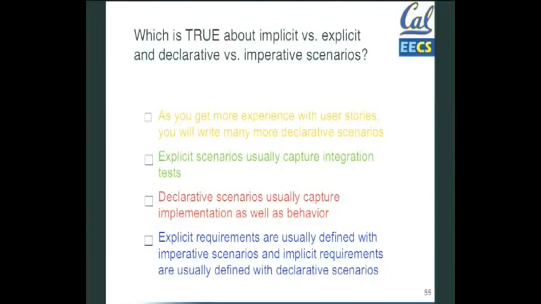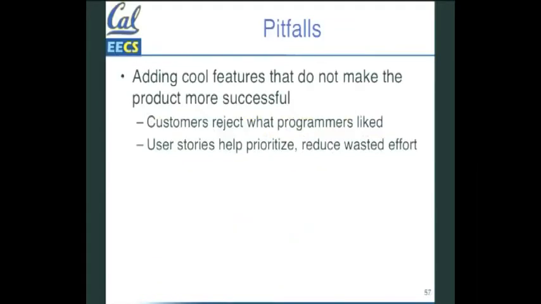Let's just do a couple of fallacies and pitfalls. This is one of the reasons why people invented Agile: programmers adding cool features that customers don't like. It's called a pitfall because it happens even when you know it. You know this is a pitfall. You're tempted to put this cool feature in. You know they're probably going to reject it. You do it anyways, and it gets rejected. So all we can do is warn you, and maybe you'll learn from the mistakes of others.